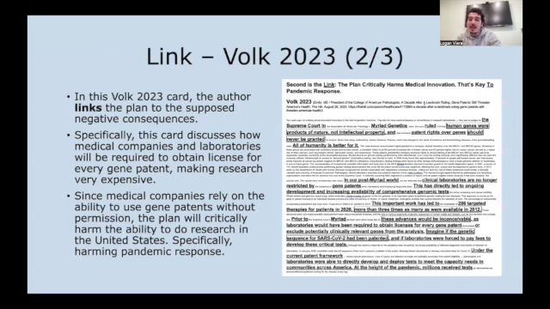The second part of the DA is the link, right? This is, like we said, what the plan does that causes the good thing, medical innovation being high, to stop happening. In this card, it says that the medical companies will be required to obtain licenses for every gene patent they use, which makes their research very expensive. Volk 23 specifically talks about how this will harm the ability for researchers to conduct research, which might affect pandemic response rates, which are needed right now.